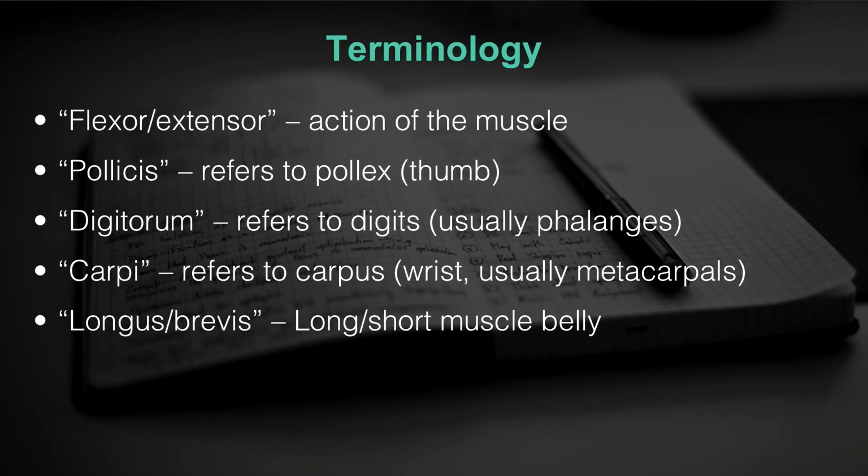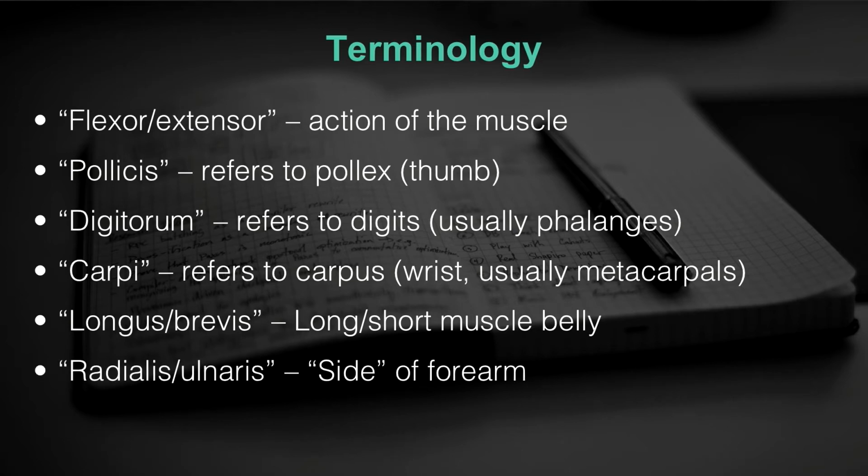If you see longus or brevis, it's not the length of the muscle plus tendon, it's just the belly of the muscle. There are some very long brevises, and they're so named because the muscle belly is short or small. The tendons might be very long, but the belly is short. The contractile part of the muscle is short. So longus versus brevis means long versus short muscle belly.